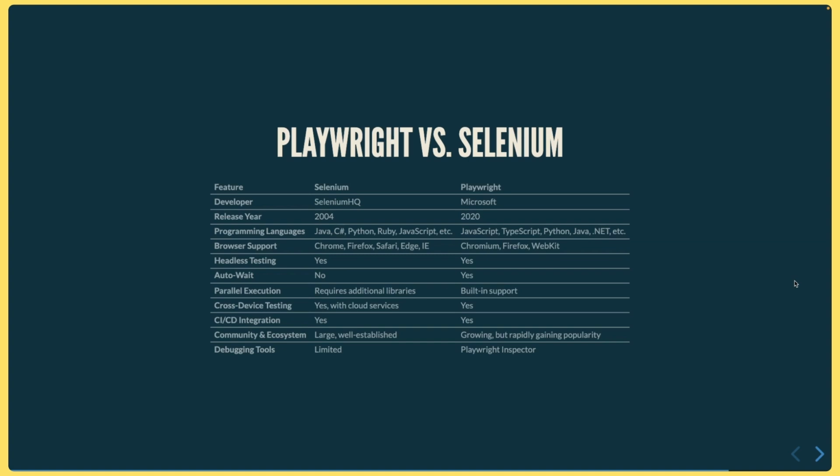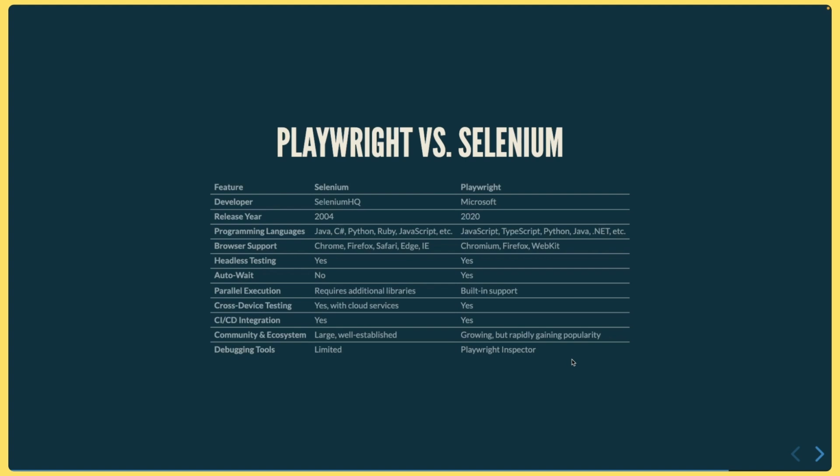However, for waiting strategies, Playwright comes with automatic waiting, while in Selenium you need to explicitly define your waiting strategies. For parallel execution, Selenium requires additional libraries, while Playwright has built-in support. Both frameworks support cross-device testing and CI/CD integration. In terms of debugging tools, Selenium has limited support. However, if you use Playwright, you can have a Playwright Inspector as a debugging tool.